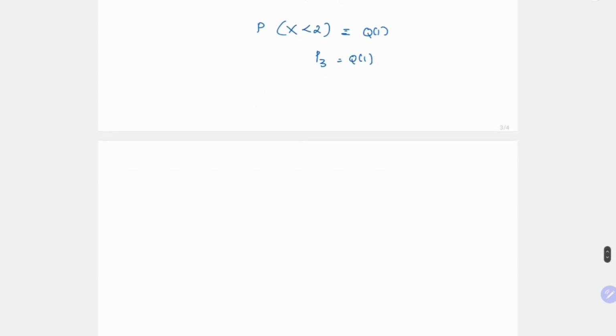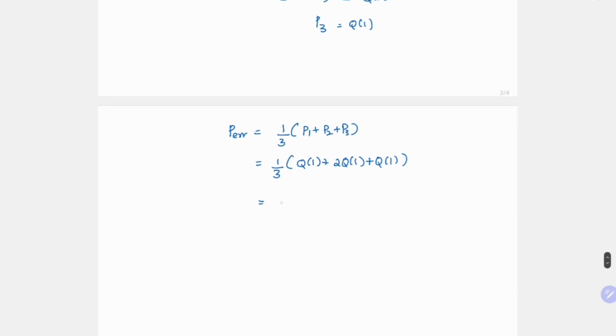So now each of the symbols can have 1/3 probability. So what is your total error probability? It is 1/3 of P1 plus P2 plus P3. So which is equal to 1/3 of Q of 1 plus 2Q of 1 plus Q of 1. So this is again equal to 4/3 Q of 1. So this is your error probability for the optimal case.